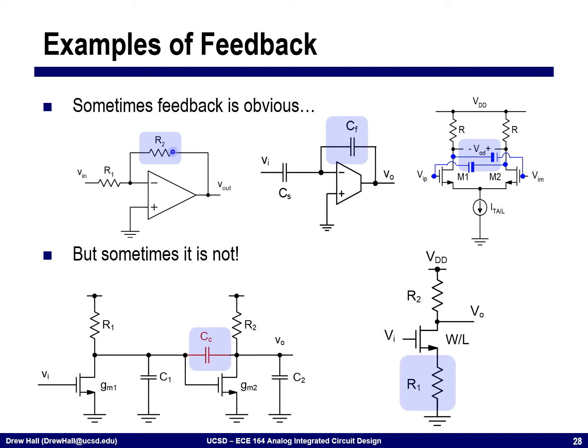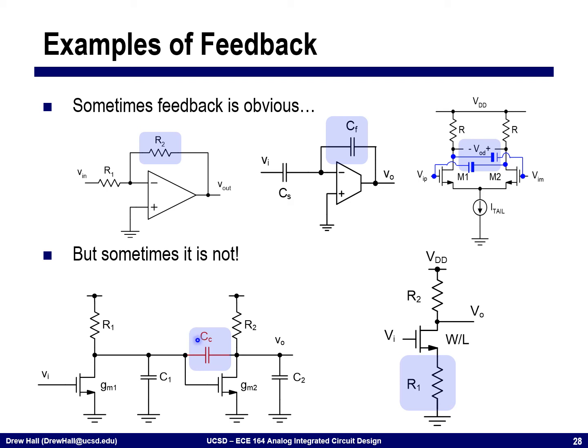There are also cases where feedback is not so obvious. This is a good example here with our two-stage amplifier. If I look at the input and the output across this two-stage amplifier, there's no feedback between the two stages. There is, however, feedback across the second stage. The second stage of this amplifier has CC, which we use in order to create a dominant pole.